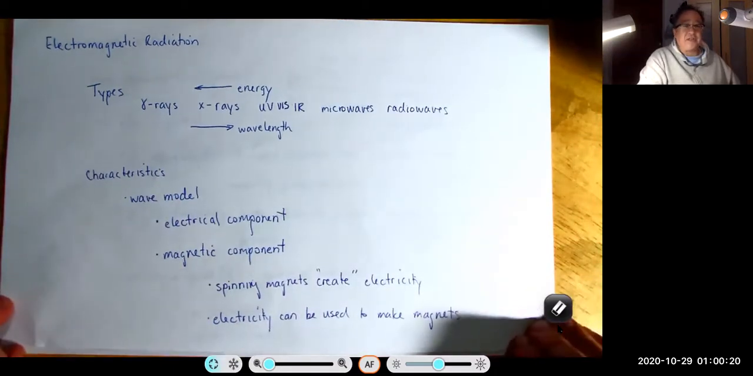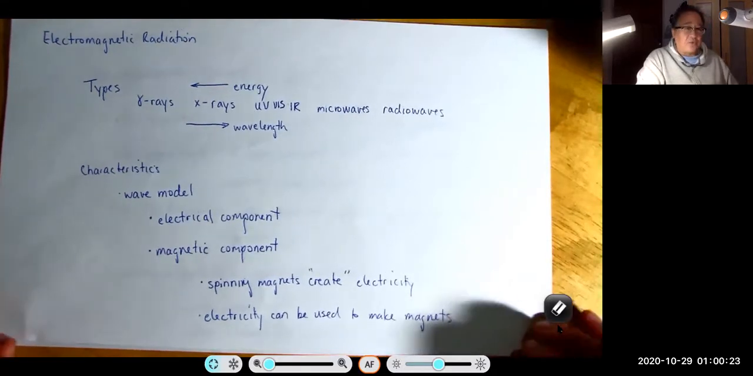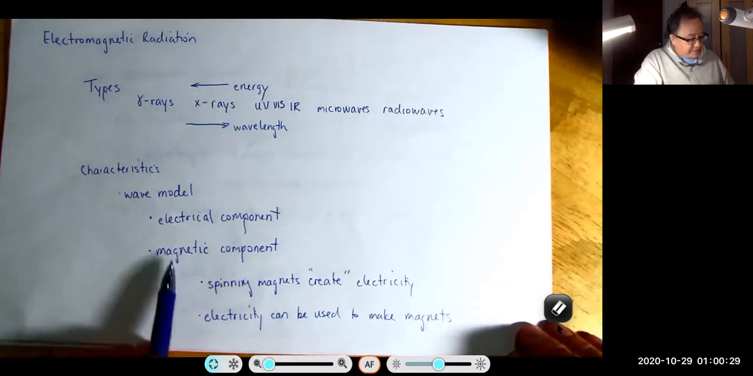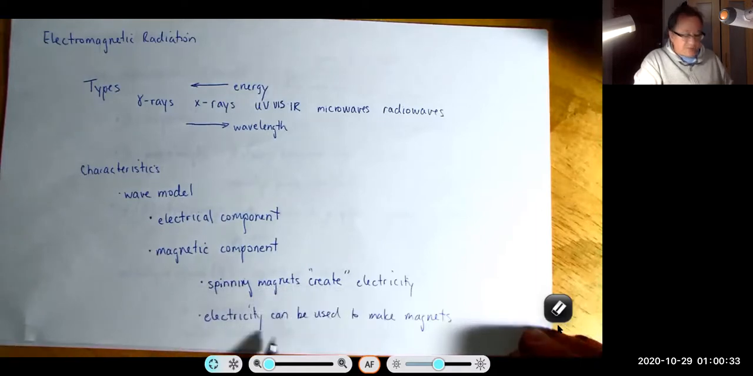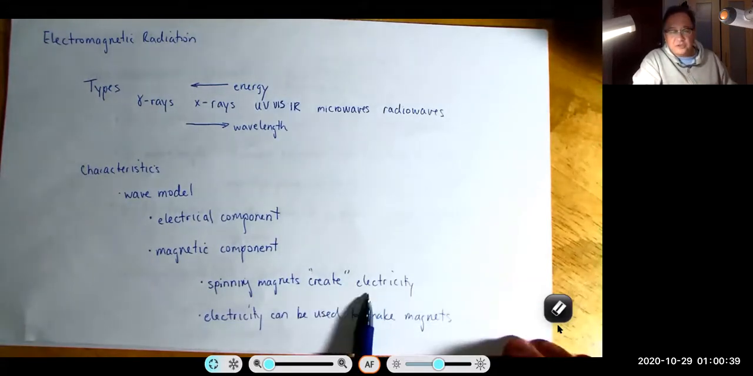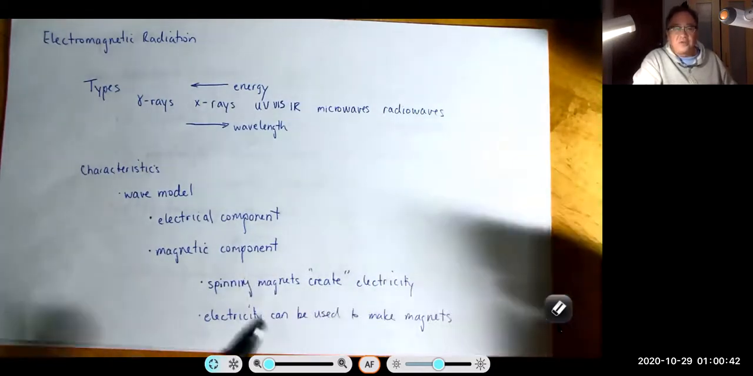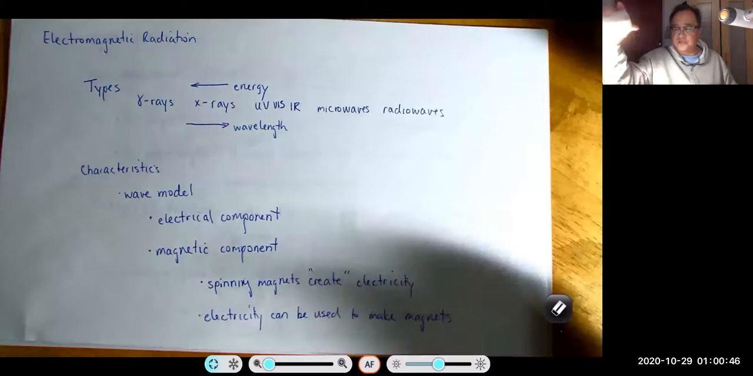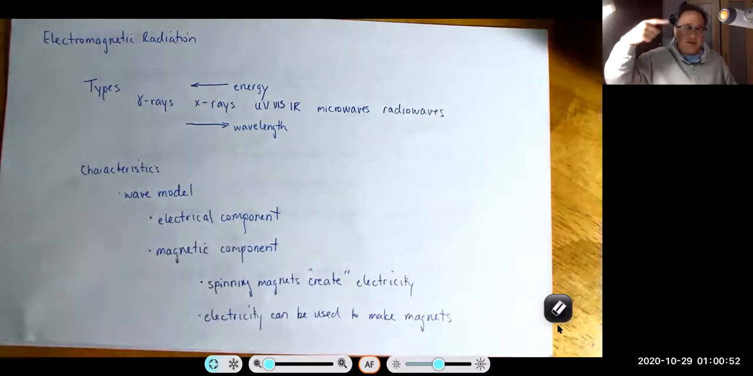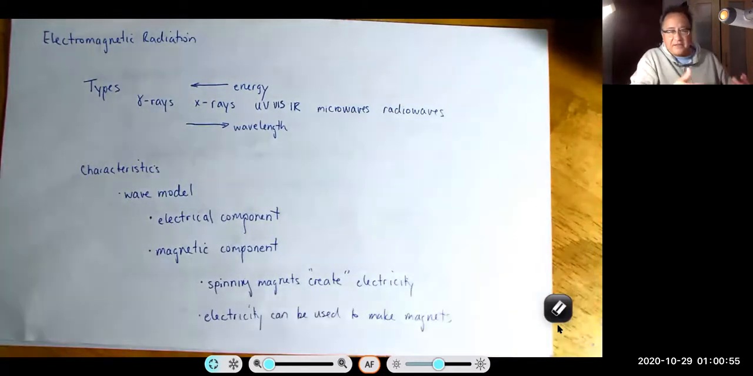So, characteristics of radiation. We treat radiation like it's a wave. There's an electrical component and a magnetic component. And an interesting thing about this is that spinning magnets create electricity, and electricity can be used to make magnets. So this is kind of how we make electricity pretty much in the majority of the world. We spin a magnet, and that magnet is attached to something called a turbine. And so you spin this turbine, and you create electricity when you spin the magnets inside of a magnetic field. Well, actually, what we do is we spin a wire inside of magnets and create electricity.